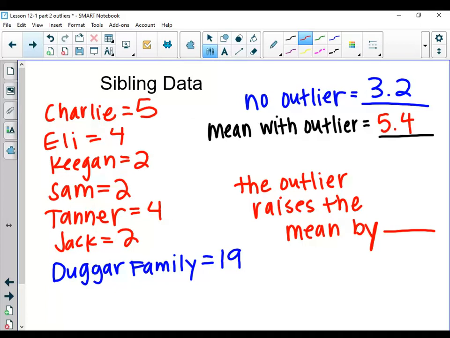So the outlier raised the mean by 2.2. So you're adding around 2 more kids to your house. Right. You can almost always answer this part right away; it depends on if your outlier is bigger than right now. But to get the 2.2, you just subtract it. Think we're getting it? Yeah.